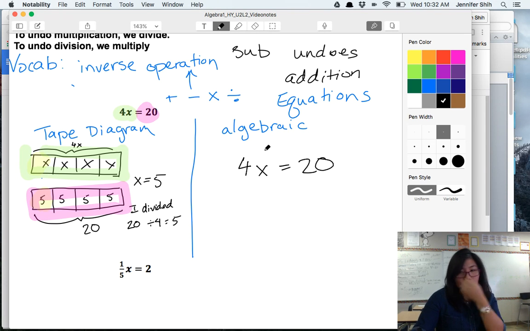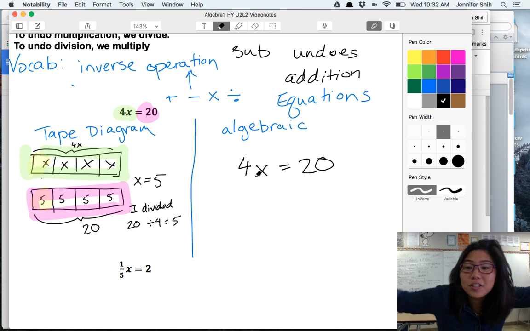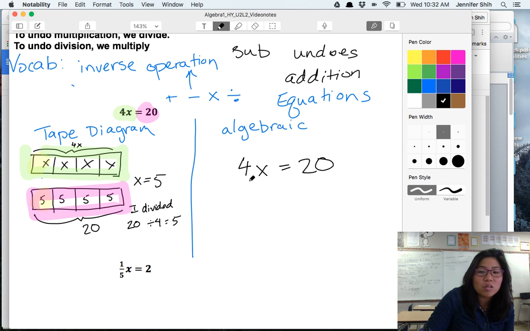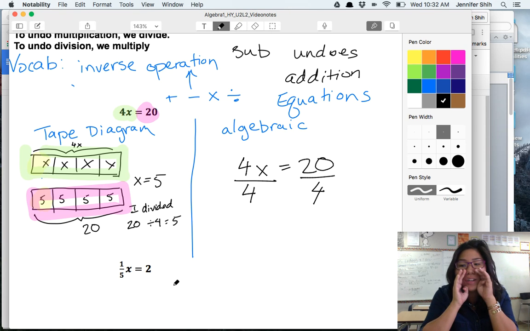The opposite of multiply is to divide. Fractions are division. You may have learned that in your acronym class, but fractions are also division. So we're going to divide by 4. And what we do to one side of the equation, we have to do to the other side of the equation. That is the golden rule of algebra. If you didn't have that written down, go back and listen to that again. What we do to one side of the equation, we have to do to the other side of the equation. That's the golden rule of algebra.